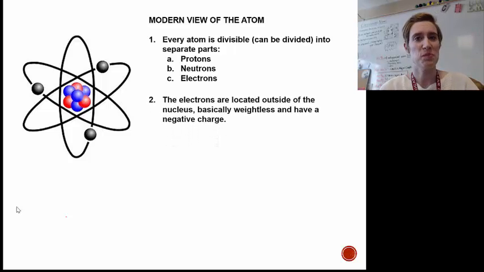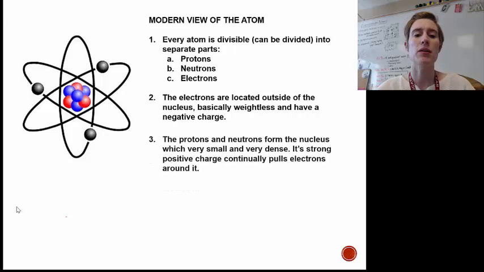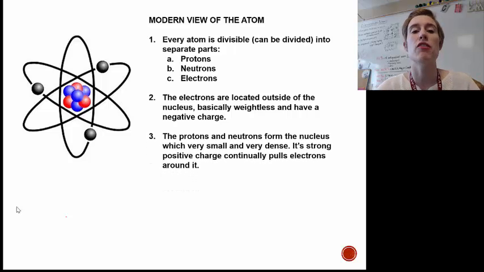So number 2, electrons. What do we know about them? We know they're located outside the nucleus. We know they're basically weightless and they have a negative charge. What do we know about the nucleus? Well, the nucleus is made of protons, which are positively charged. That's really easy to remember because they both start with P. And then neutrons are also in the nucleus, but they have no charge. They're neutral, which is why they're called neutrons.